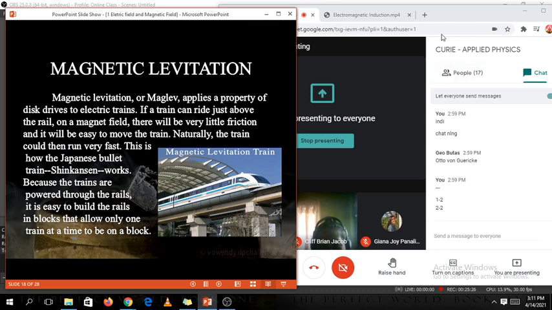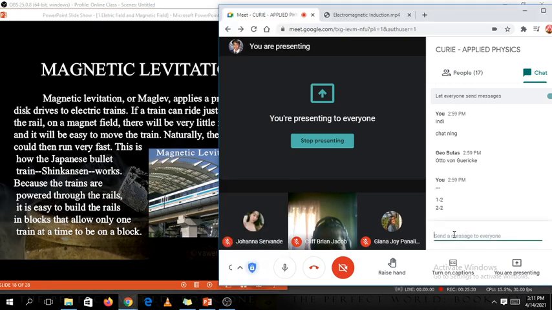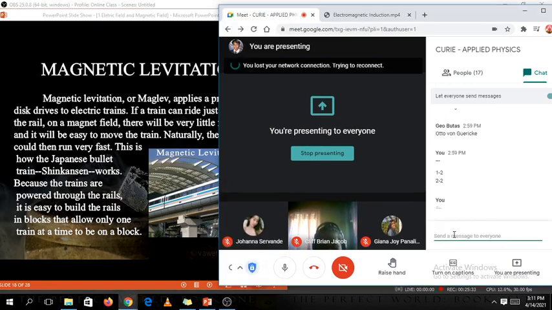So, can anyone tell me the advantage of maglev? Why is the train so fast because of maglev? What makes it so fast?